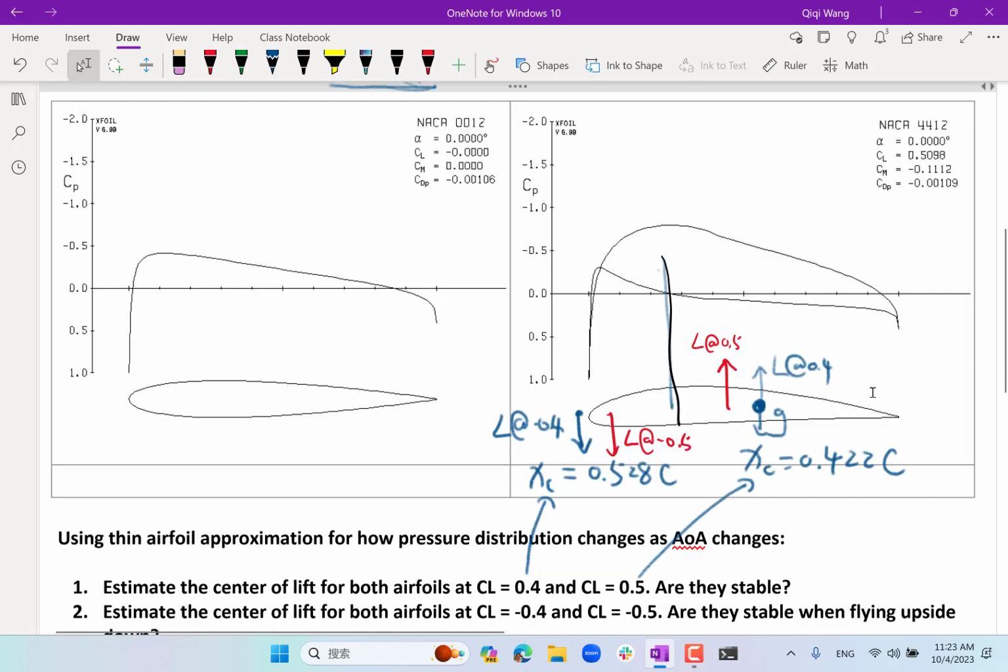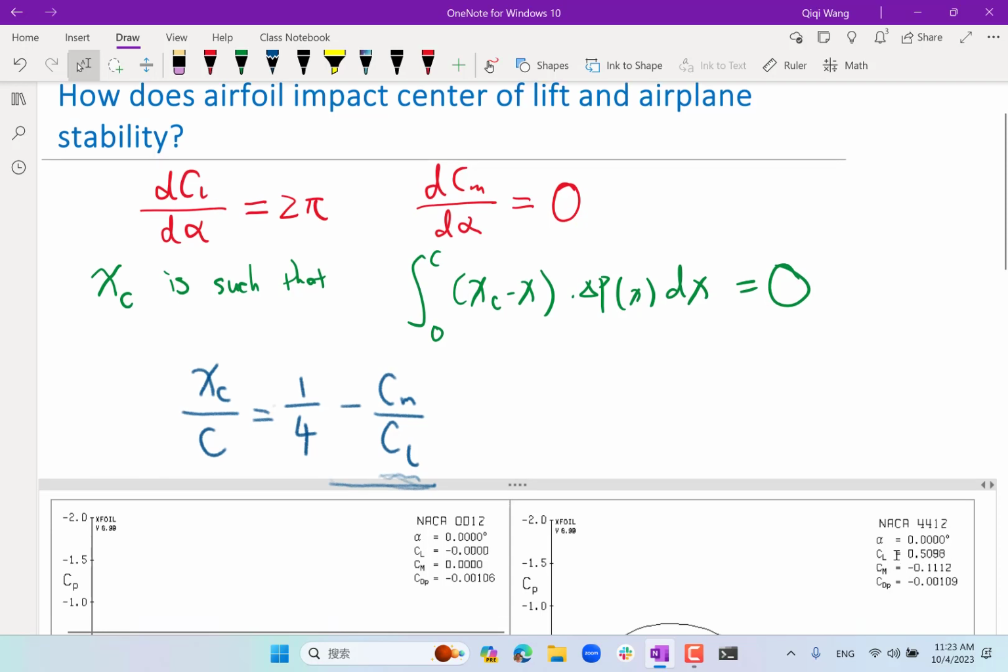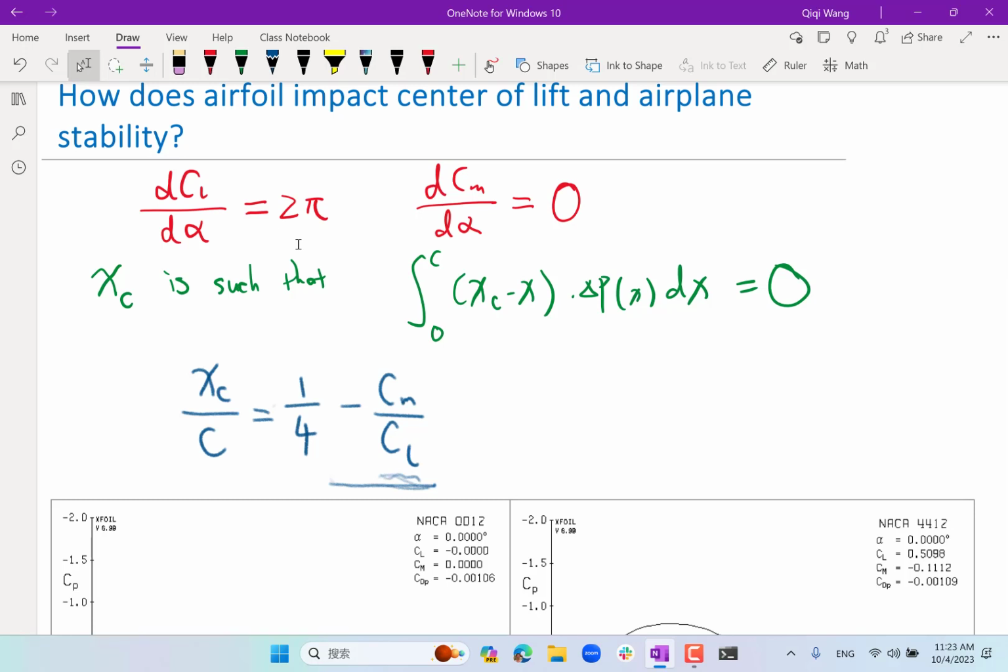Okay. Right. So basically, if you follow thin airfoil theory, right, dCL d alpha equal to 2 pi, so you can estimate from this. At 0 angle of attack, the CL is 0.5, so you can basically plug into this formula to estimate what negative alpha do you need to have for the CL to be 0 and then negative. Okay. All right. Any questions?